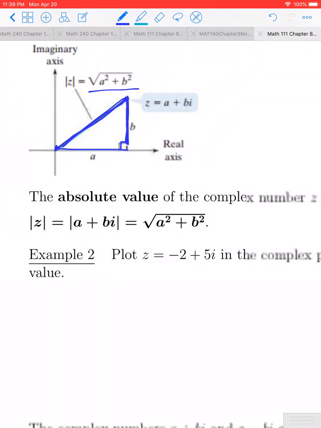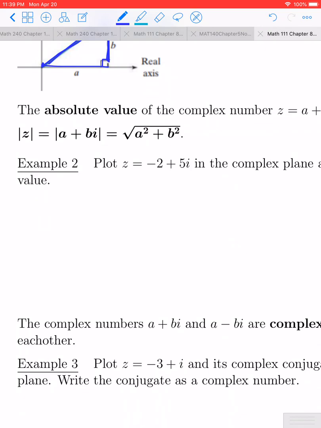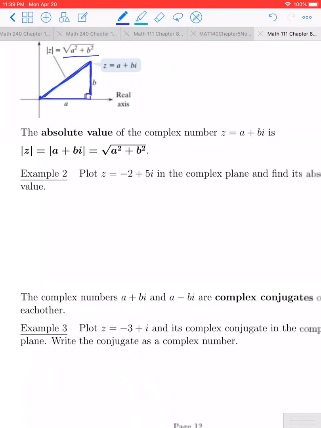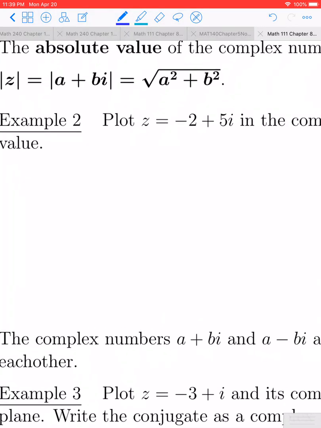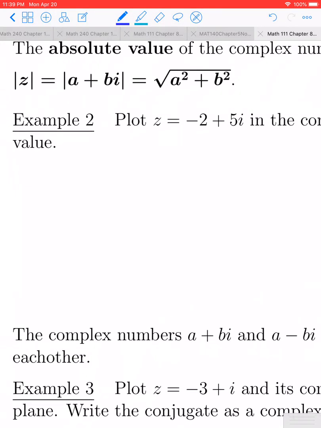Let's go ahead and take a look at an example of this. In example 2, they want us to plot z equals negative 2 plus 5i in the complex plane, and we also want to find its absolute value. Negative 2 plus 5i should be right here. And now we want to find its absolute value, which represents its distance from 0.